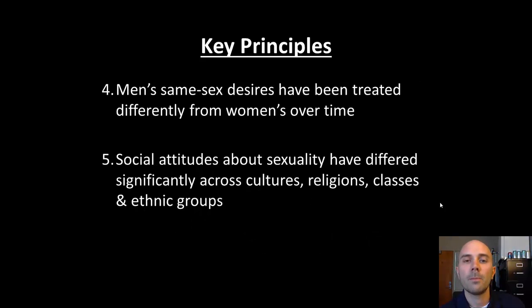Fourth key principle, men's same-sex desires have been treated differently than women's, so you can kind of combine a queer theory with a gender theory and look at how women have been treated differently, lesbians versus gays. The fifth key principle is that social attitudes about sexuality have differed across cultures, religion, classes, and ethnic groups. So you could also combine queer theory with, say, a Marxist theory or a race ethnicity theory as well.